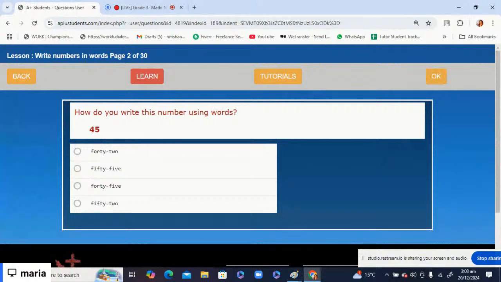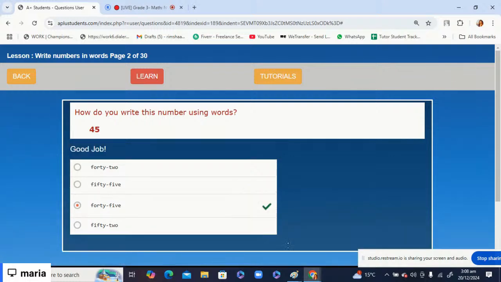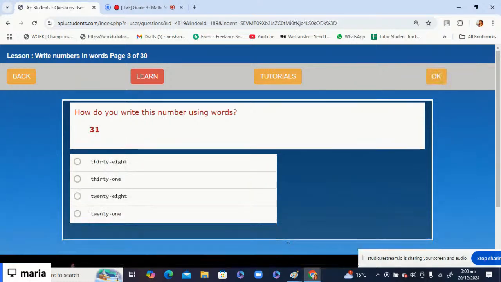How do you write this number using the word? Okay, this is 4 and 5. So look here. In the first option, it's 42, then it's 55, then it's 45, or then it's 52. Now here is the digit, then you are going to convert it into the word. So how can we write this one? Here is the option C, and here is the right answer.